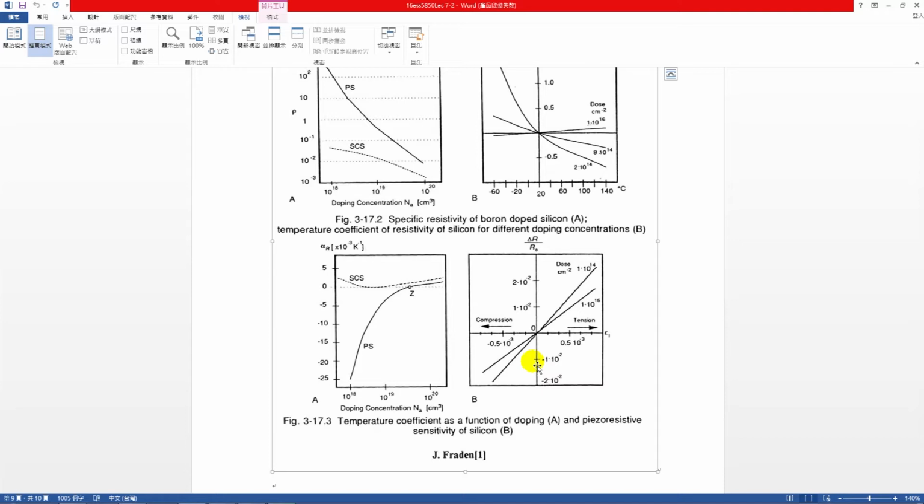But in this case, even with a doping level of around 10 to 15, it's still within the range of this window. And the slope from 10 to 14 to 10 to 16 does not change too much. That means you can sacrifice a little bit of strain sensitivity, but you gain very good temperature insensitivity.